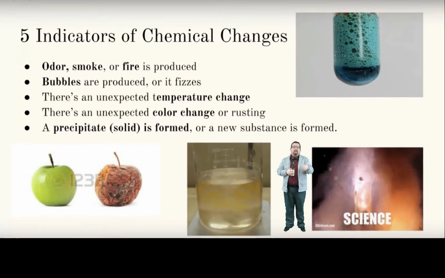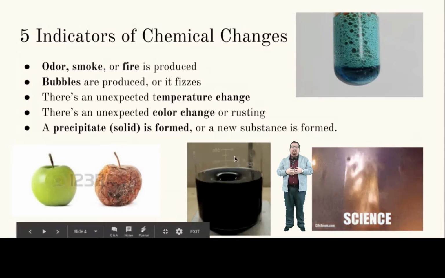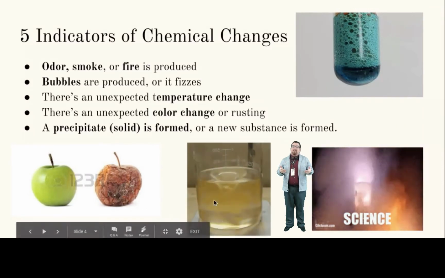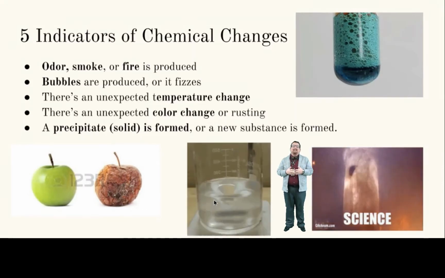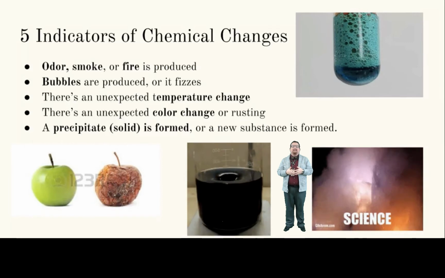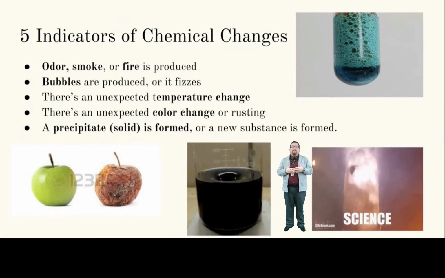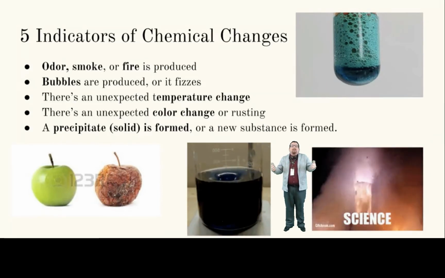If you mix the substances together and it changes temperature, it gets real cold or gets real hot, that's also a pretty good indicator of a chemical change because that means that the chemical bonds between the atoms in a molecule got broken up and there was some energy that was released, or it took energy to make that happen.